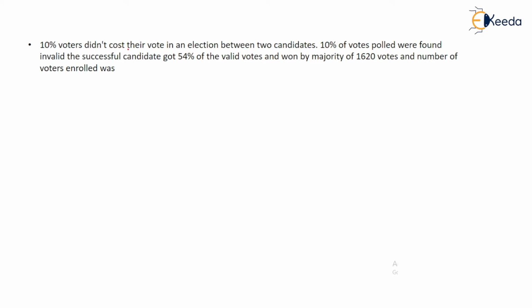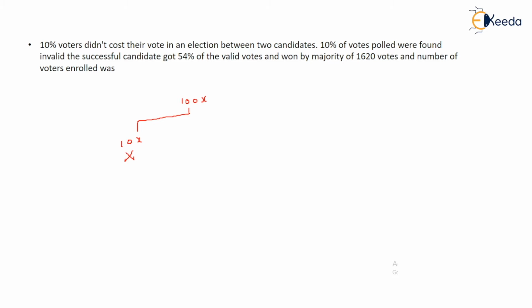10% voters did not cast their vote in an election between two candidates. 10% of votes polled were found invalid. The successful candidate got 54% of the valid votes and won by a majority of 1620 votes. The number of votes enrolled was? So out of 100x votes, 10x people did not cast their vote in the election between two. So these people did not cast. Okay. 10% of the votes polled were found invalid.